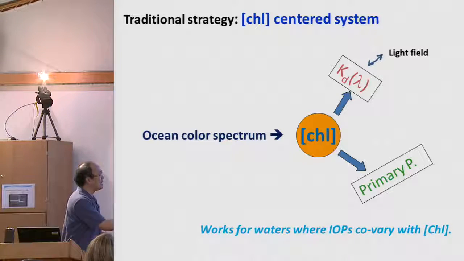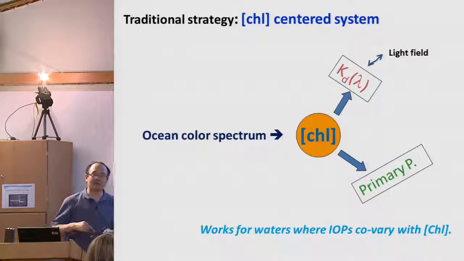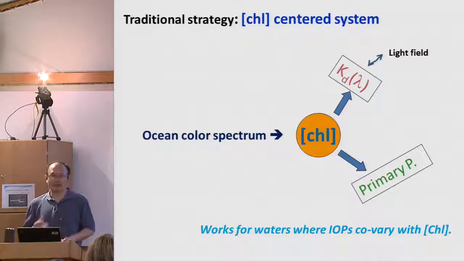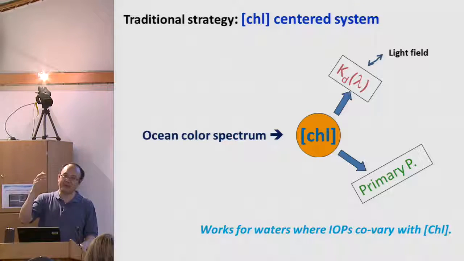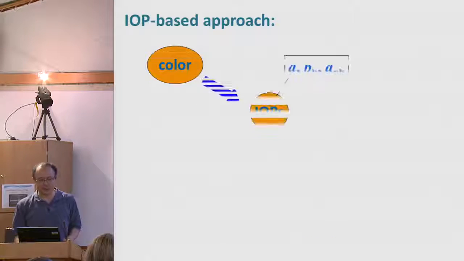But this thing only works for IOPs covariate with chlorophyll. Remember just a moment ago I taught you, when we use remote sensing reflectance, we do a ratio. That ratio does not give us chlorophyll. The ratio to the first order gives us IOPs. Then we put some fudge factor there to convert those IOPs to chlorophyll. Then we call it chlorophyll. But the first order thing is still, actually, IOPs.